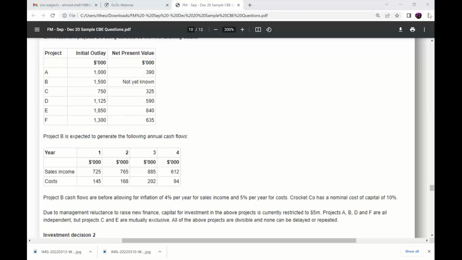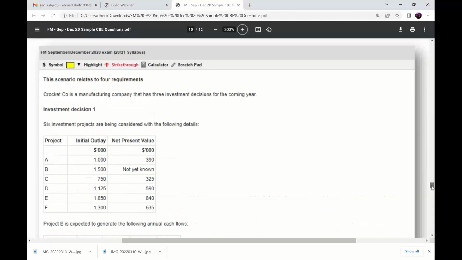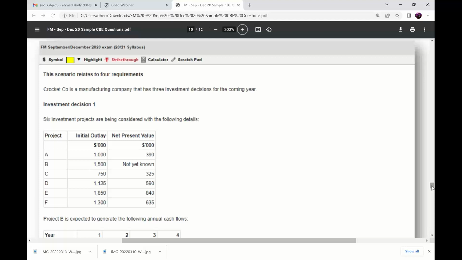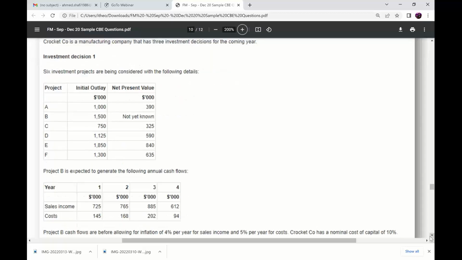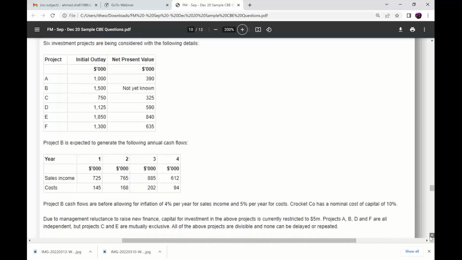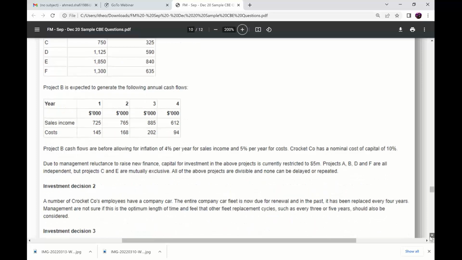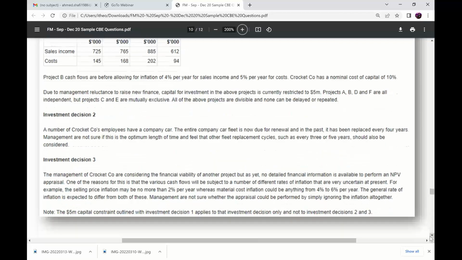I have completed investment decision one. The question told me that Crockett is a manufacturing company. It has 3 investment decisions. Investment decision 1: 6 projects under consideration from A, B, C, D, E, F. One project's NPV was not given. Then B's cash flows were given, and the projects are divisible and mutually exclusive.